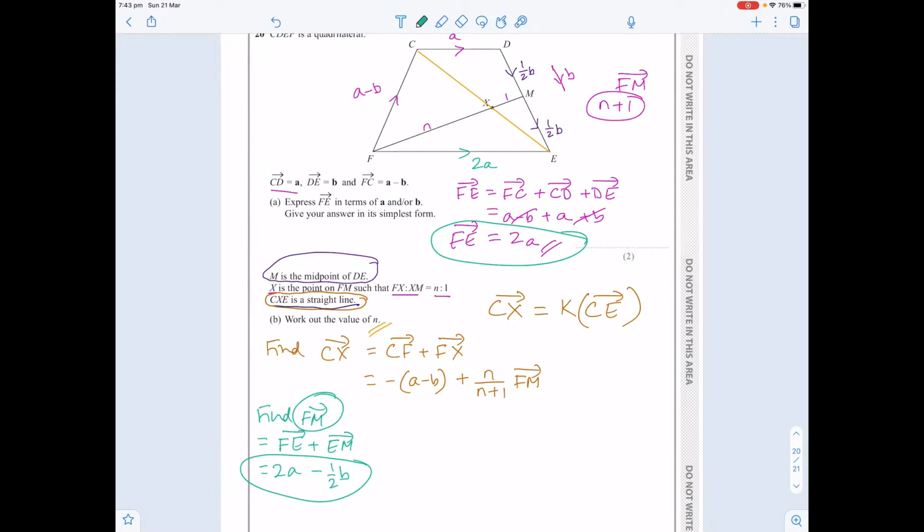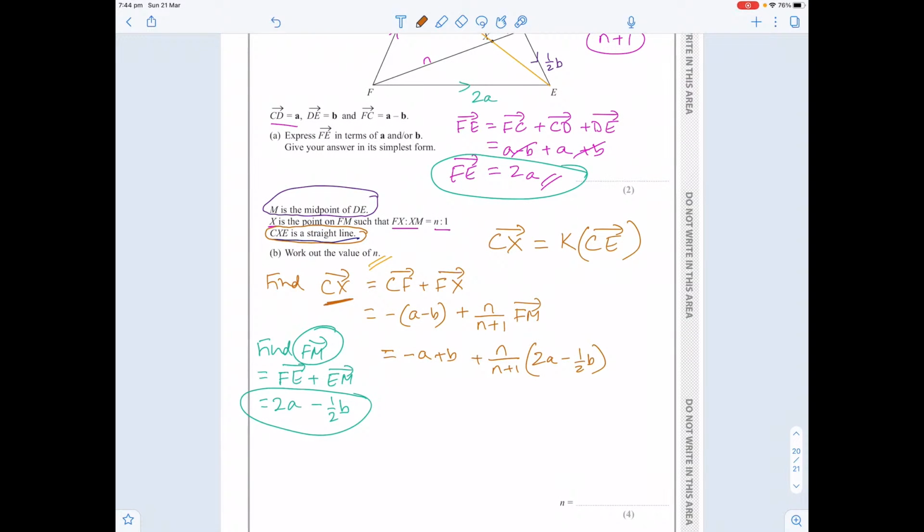So what we can now do is import or export this. Oops, I went too far there. We can export that right there as FM, because that's what it represents. So let's get rid of all of that and export that in there. Back to the tan. So we're going to continue this calculation here. So we have minus A, I'm just going to take out the bracket here, plus B. Now why is it a plus B? Because we've got minus outside and the B is already a minus. So that will give us a plus B, plus N over N plus 1. And in bracket, we'll now write down FM, which is 2A minus a half B.